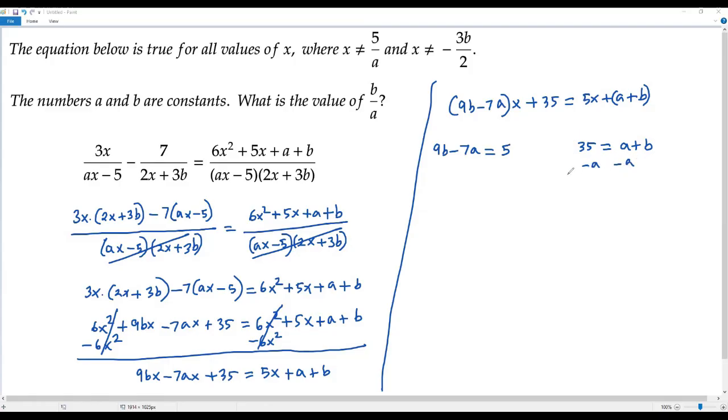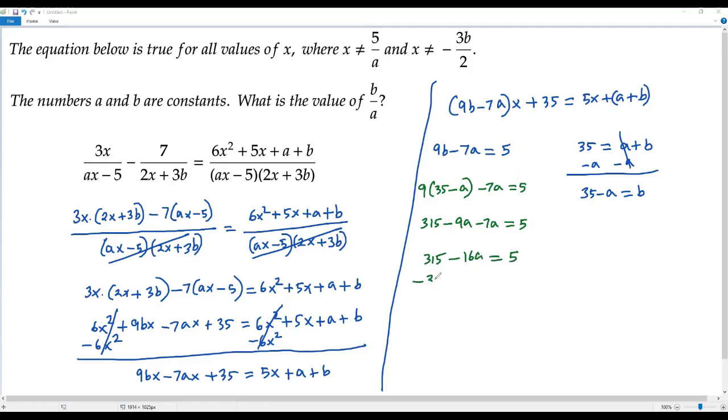Subtract a from both sides. Then this positive a and negative a will cancel out. I am getting 35 - a equals b. Okay, here I have solved for b in terms of a. Now what we can do is plug in this 35 - a for b over here in this equation. Then I am getting 9 times (35 - a) - 7a equals 5. Now let's solve for a in this equation. Let's distribute this 9 to 35 and a. 9 times 35 is 315. 9 times negative a is negative 9a. Negative 7a equals 5. When I combine these two terms, I am getting 315 - 16a equals 5.